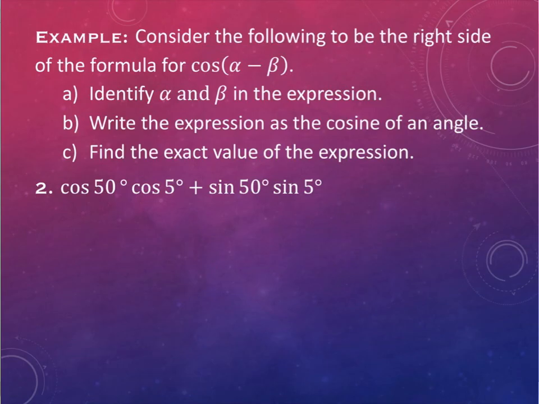Now, if you take a look, skip the directions just for a minute, and look at the expression they give you, they don't give you the left-hand side of the expression like the last problem did, right? They give you the right-hand side of the expression. In addition, if you look at the values that they give you, these are not nice values. 50 and 5 do not work well on a unit circle, right? Those are not degree measures that you have memorized anything about.